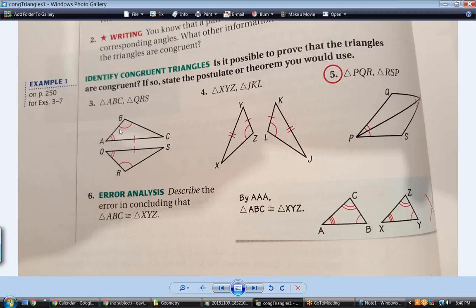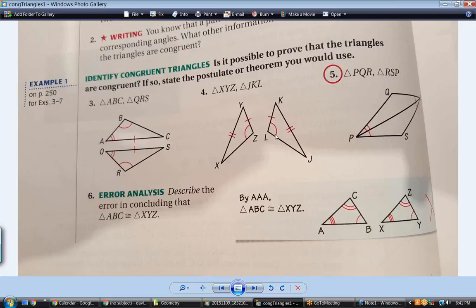But really the way to do it is find the line that is between your two known angles. That's AB, clearly. Well, down here, the line that is between the two angles is QR. So AB and QR are the corresponding parts.